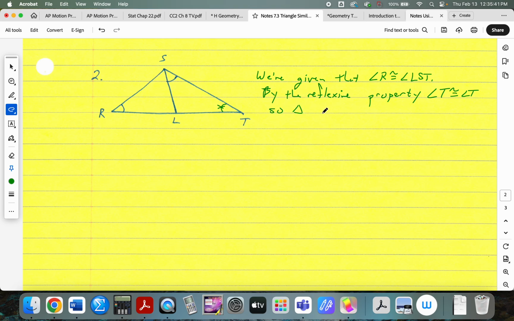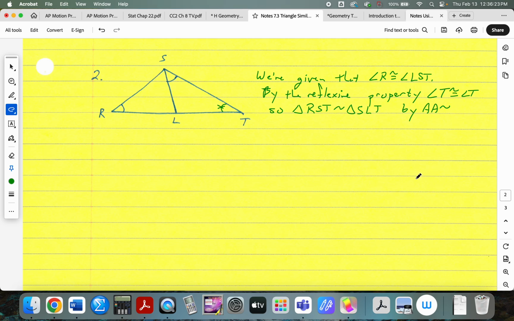So triangle RST is similar, so that's the whole big triangle. R in the whole big triangle matches up with which vertex in this small triangle? Oh, S. R in the whole big triangle matches up with S in this small triangle. And we know that T matches up with T, so it's got to be SLT by angle-angle similarity.